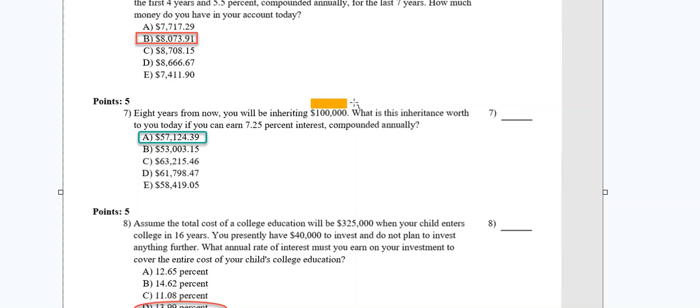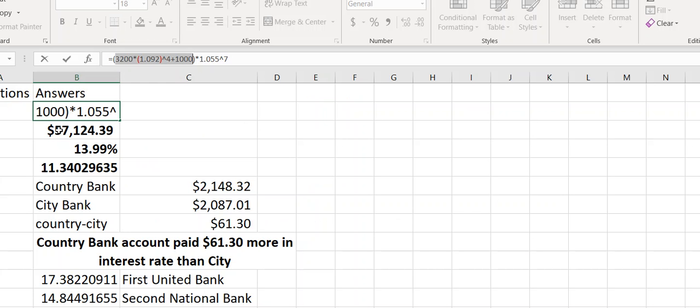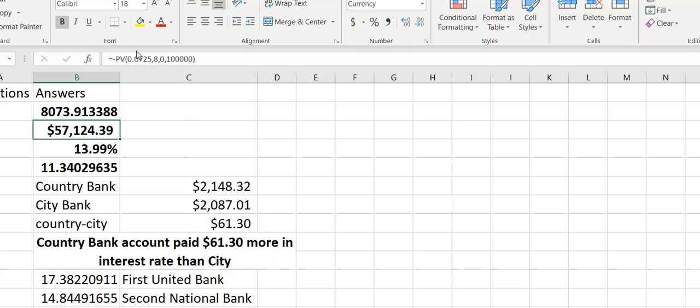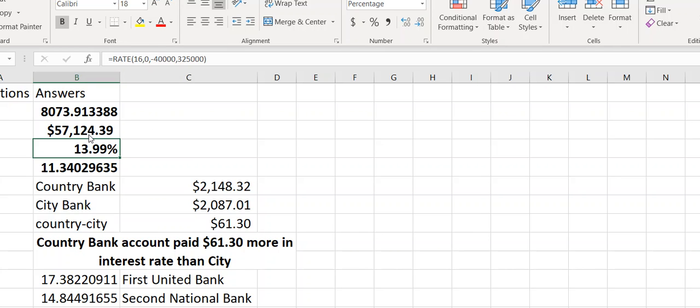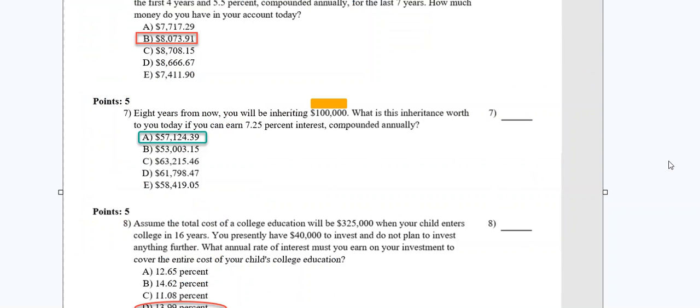As usual, you should be using the present value function to answer that question. So at a rate of 7.25%, 8 years from now, the future value is 100,000. So the present value will be 57,124. That should be the answer.